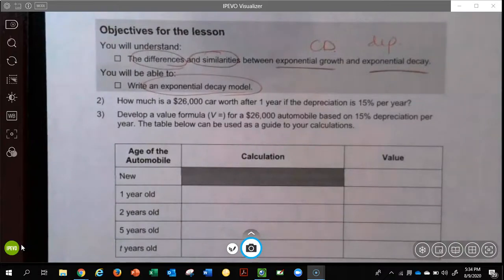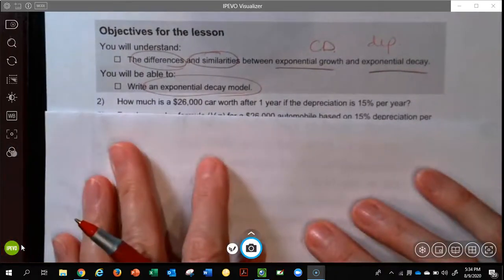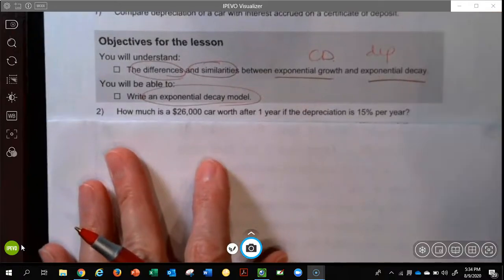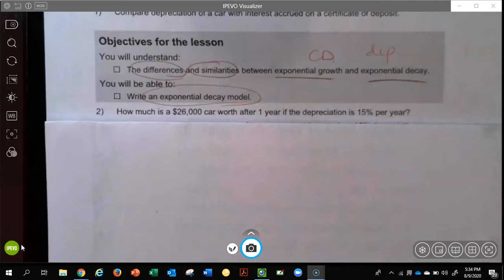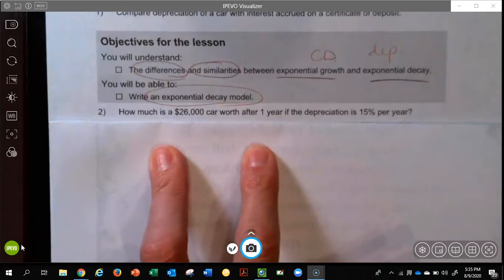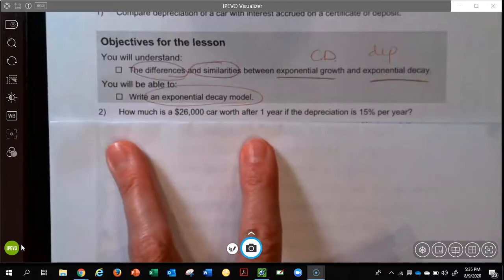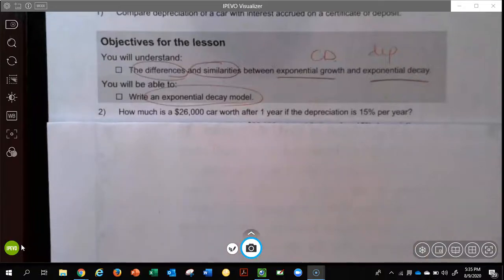How much is a $26,000 car worth after 1 year if the depreciation is 15% per year? I would hit pause on this video. I would even talk to whoever's in the house with you or call up a friend and say, hey, what do you think this is going to be? Because the more you talk about your answers, the more it's going to make sense and stick. So I would hit pause, talk to somebody, and then come back and let us talk about it together.